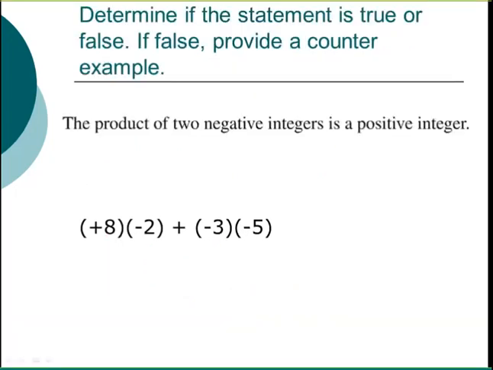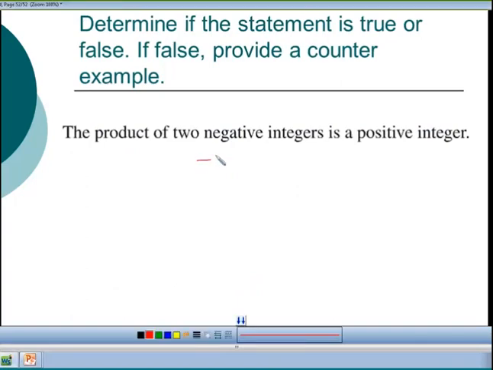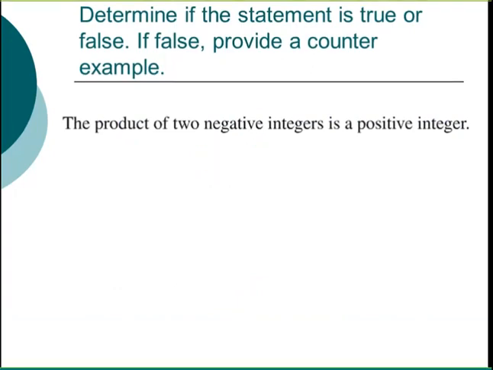There we go. Determine if the statement is true or false. Another type of problem that you're going to see in your homework set. If it's false, provide a counterexample. It says the product of 2 negative integers is a positive integer. So the product of 2 negative integers would look like negative 2 times negative 4. And so the result is a positive integer. And our rule says that if I multiply the same signs, regardless of what they are, you're going to get a positive. So this one is a true statement.